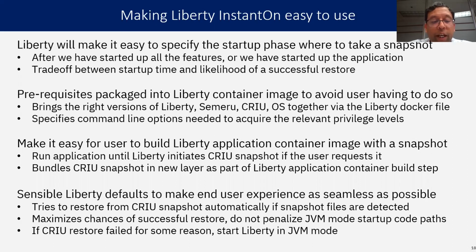And then the final thing I wanted to talk about to make it easy for the end user is that we have sensible defaults to make the user experience as seamless as possible. So we automatically detect if there is a CRIU snapshot, if those snapshot files exist. And if they do, then we'll try to restore from those. If we're unable to restore for some reason, unlikely, but if we're unable to restore for some reason, we will start the JVM, start Liberty in normal JVM mode. So there's no sort of crash where you're unable to recover from it in that sense.